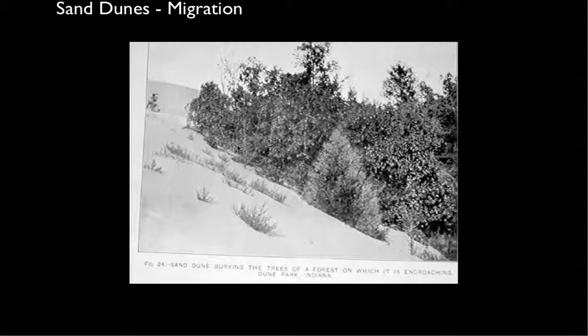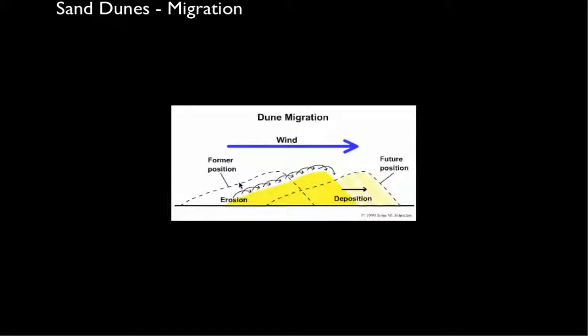Here are some dunes migrating over a forest at Dune Park, Indiana, right next to the Great Lakes. These trees probably will die, or some plants have adapted to be covered for a period of months or years and then still come back to life. Again, here's how a dune migrates. So you don't want to build your house over here unless, well, you like dusting, or in this case, sanding.